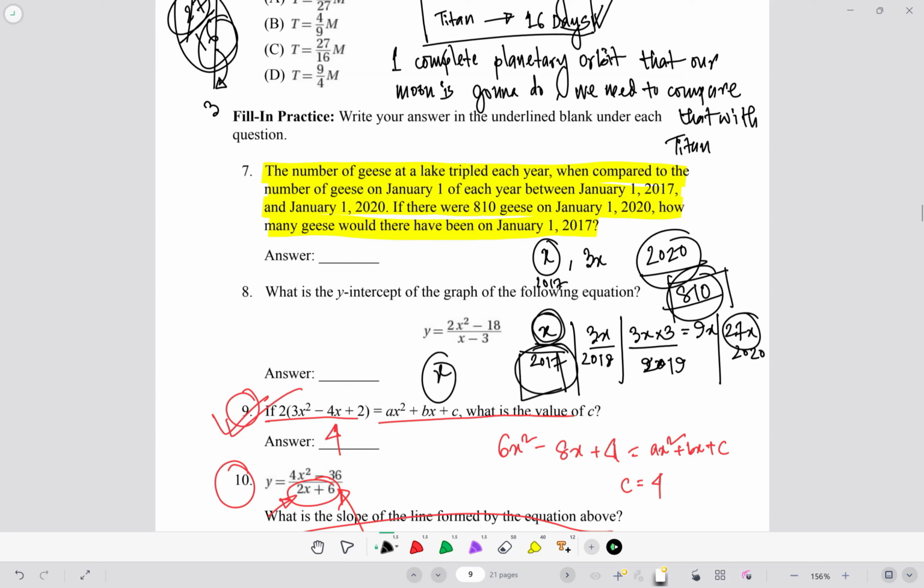So in 2018, it is going to be 3x. Because in 2017, the very first year, it was x. And the next year, it is going to be 3x because it is tripling. And the next year, it is going to be 9x. And the next year, it is going to be 27x. It's tripling.